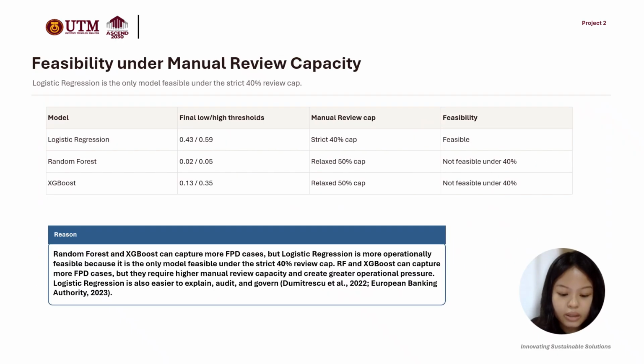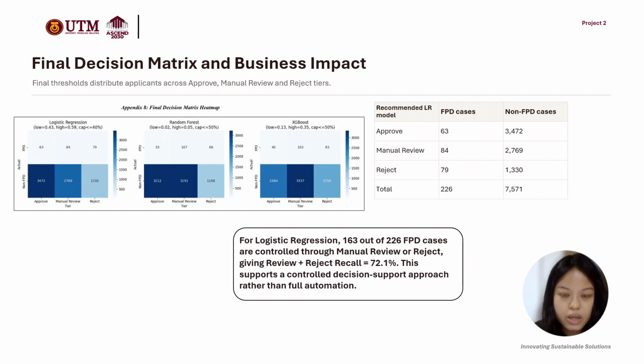Next, feasibility under manual review capacity. Logistic regression is the only model feasible under the strict 40% manual review cap, with final thresholds of 0.43 and 0.59. Random forest and XGBoost can capture more FPD cases, but they require the relaxed 50% cap and create higher operational pressure. Therefore, logistic regression is recommended because it is more feasible and easier to explain, audit, and govern.